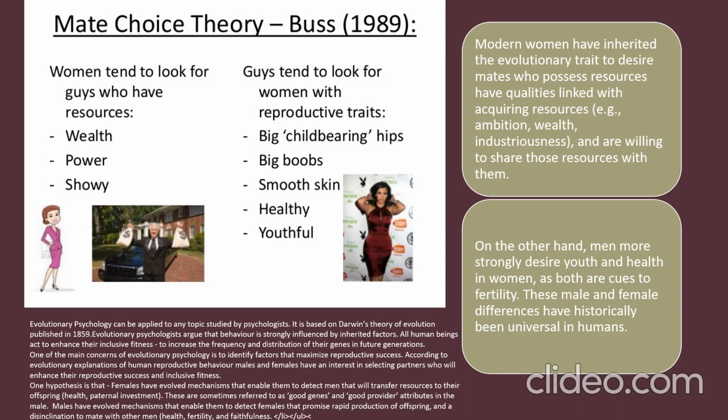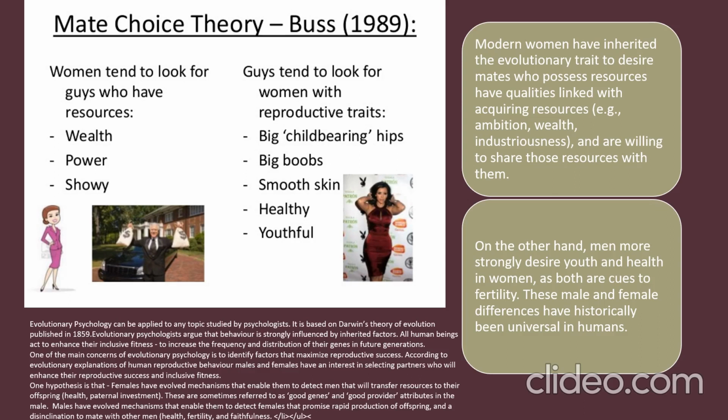So here is the mate choice theory by Buss in 1989. According to this theory, women tend to look for guys who have resources like wealth, power, or who are showy. And then guys tend to look for women with reproductive traits like big childbearing hips, big breasts, smooth skin, healthy, and youthful.